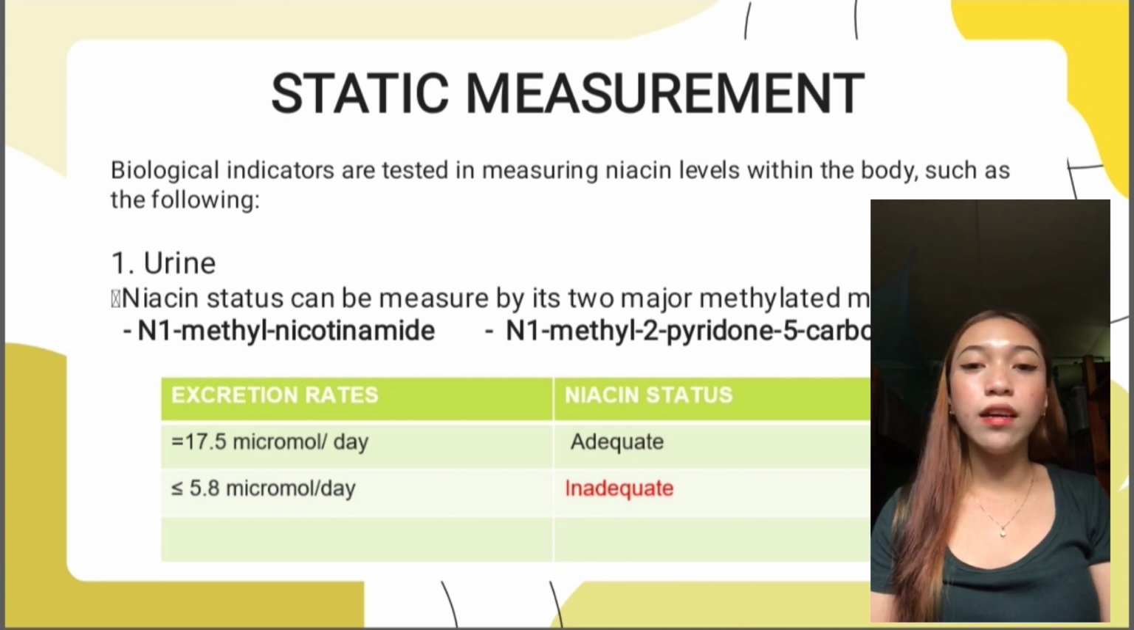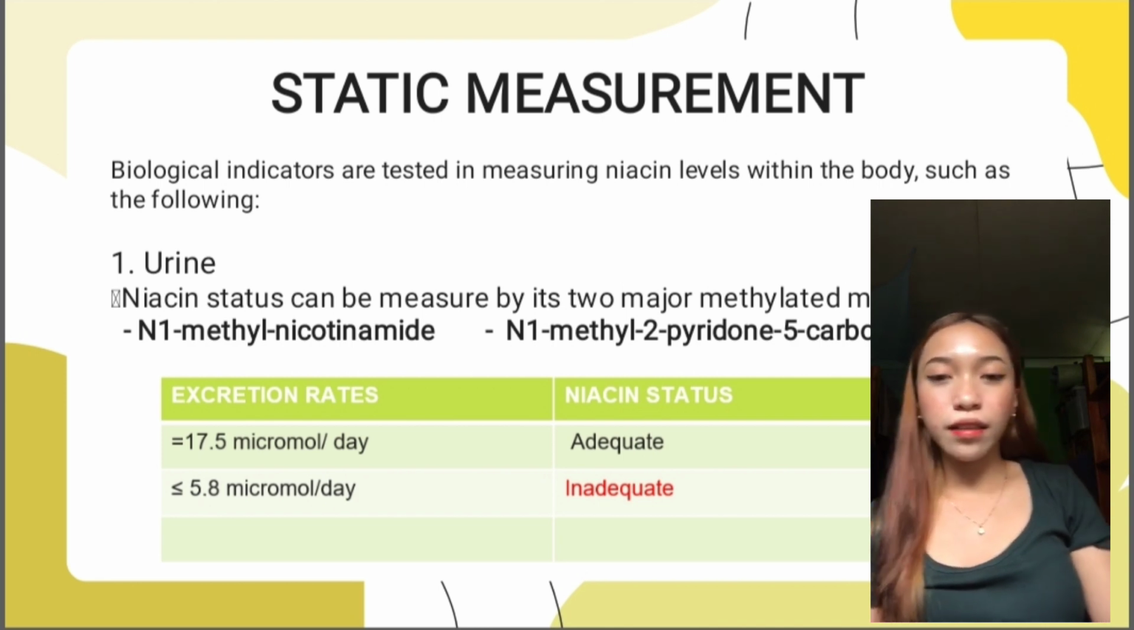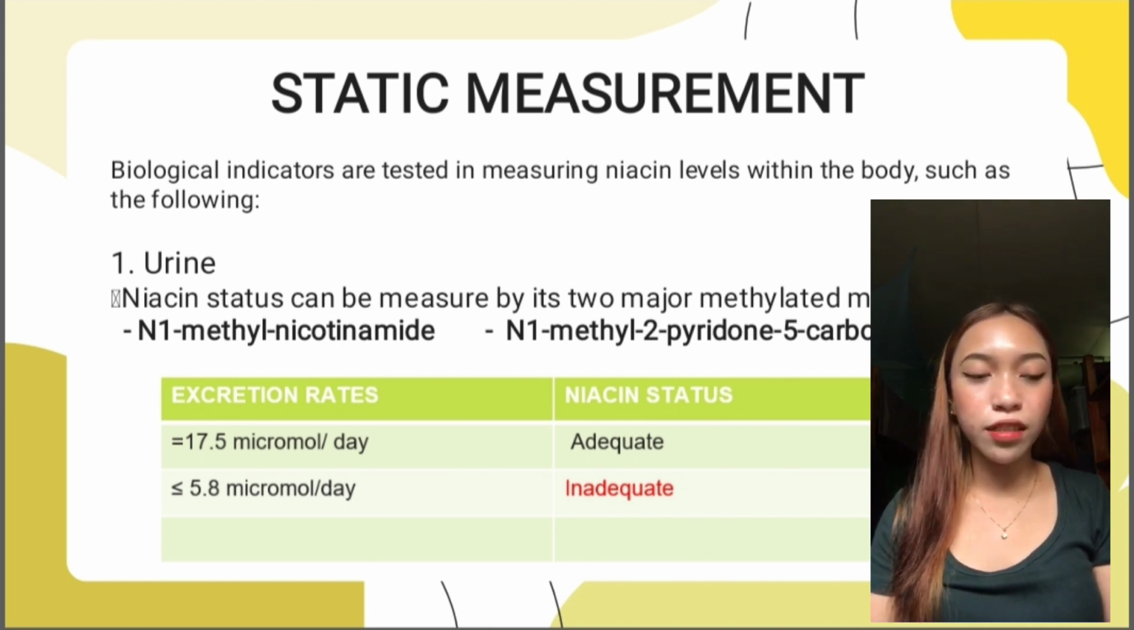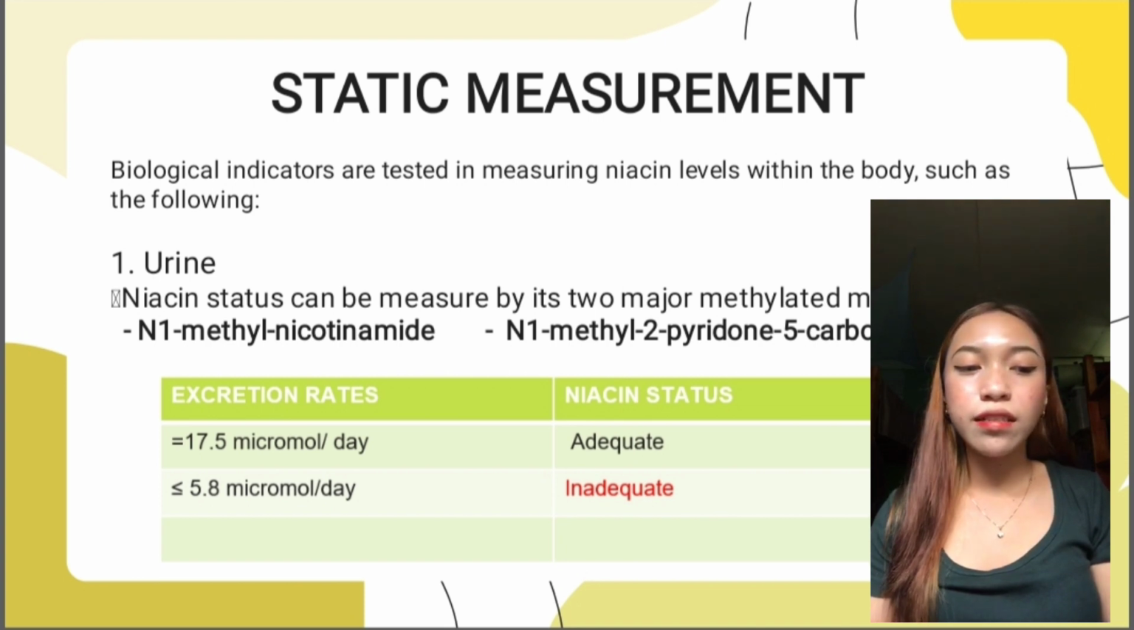N1-methyl-nicotinamide and the N1-methyl-2-pyridone 5-carboxamide. Excretion rates of 17.5 micromole per day of these two metabolites within adults indicate adequate niacin status, while below 5.8 micromole per day indicates niacin deficiency. When urinary excretion rates of these metabolites are less than 5.8 micromole per day, it reflects inadequacy in the niacin status.